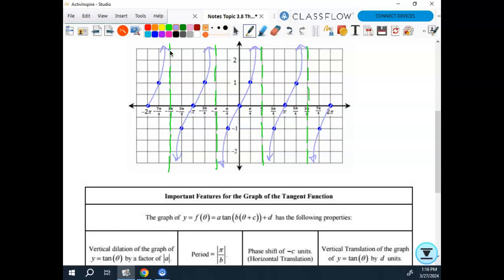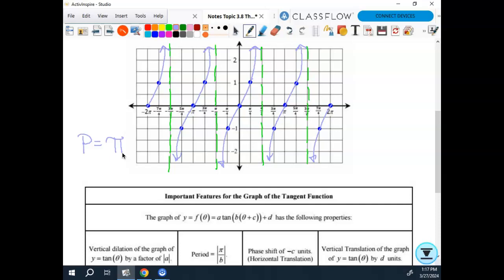If I start here, how far do I go until I repeat? Pi, right? And this is the parent function. So the period for the parent function is pi, not 2 pi. And that's one of the things you have to remind yourself on tangent, because that's one of the most common mistakes. You just try to continue to use 2 pi because we've used it for sine and cosine. Okay? All right.